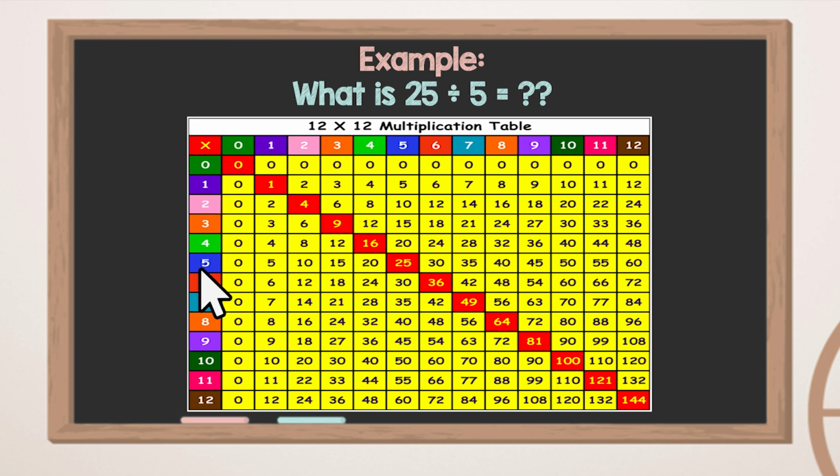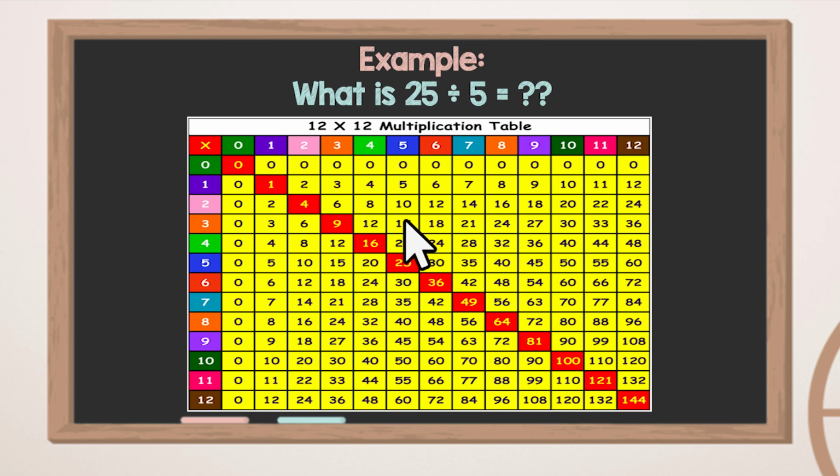Let's identify our 5 in the first column. There we have our 5 in the first column. Then we move across to the first number. And the first number in the number sentence is 25. Are you seeing that? We are at 25. So now we're moving on to finding our answer.